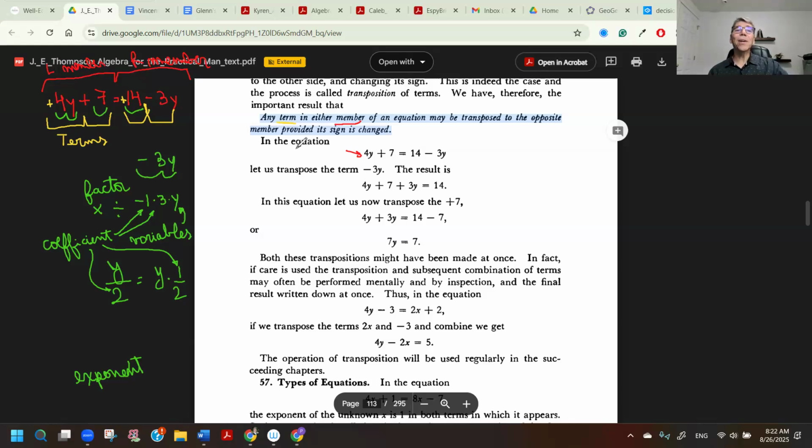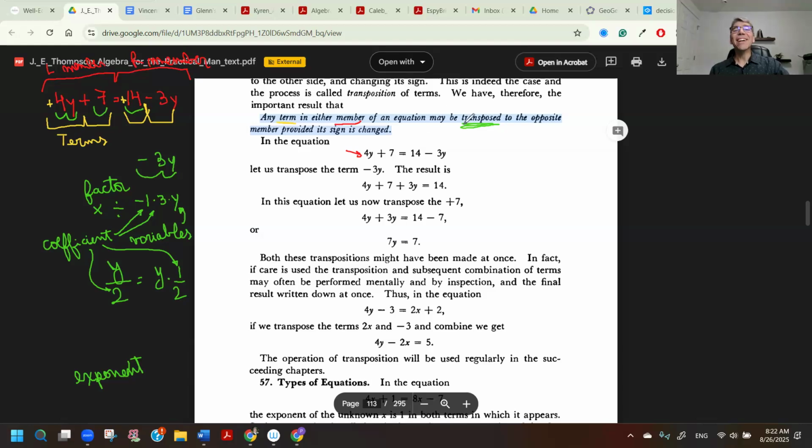So here we have that any term in either member of an equation may be transposed. What do you think that it means here by the word transpose? What is transpose? Bridger? Move. Moved. Yeah, that's right. Thank you, Bridger, for the one word answer. Moved.